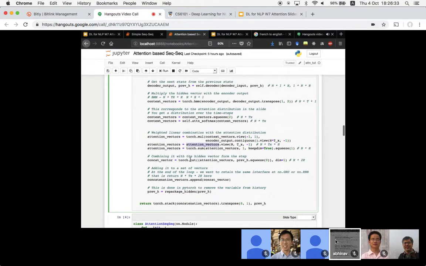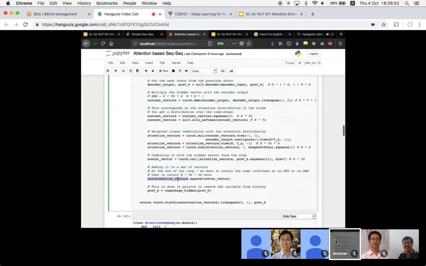And then that's it, this concatenated. This concatenating is combining it with the hidden vector from this step. So this is the step that does this. And then just to make sure that the interface remains the same for the encoder, for the RNNs that we have, you just concatenate it and then return it. This is the attention decoder.